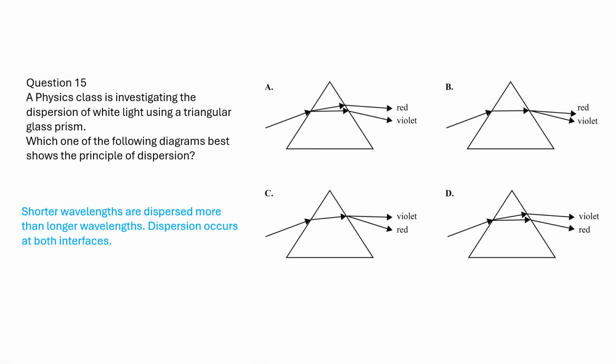Shorter wavelengths are dispersed more than longer wavelengths. Dispersion occurs at both interfaces. So, A is correct.